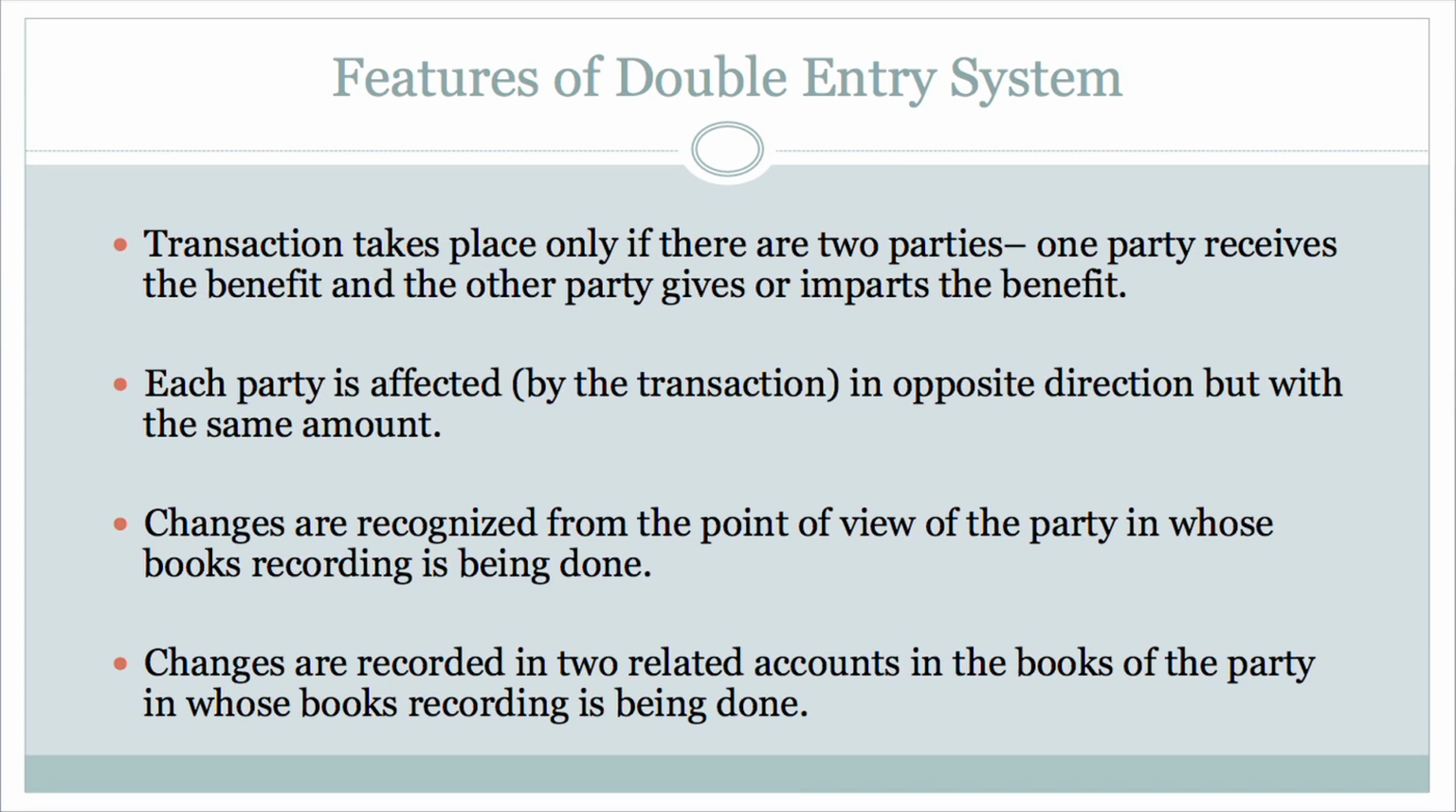In this system, a transaction takes place only if there are two parties. You can take an example that a transaction takes place between me and you. One party will receive some benefit and the other party will give some benefit. I may receive something, and on the opposite side, you may give something. That transaction takes place only if there are two parties. So each party is affected in the opposite direction but with the same amount.